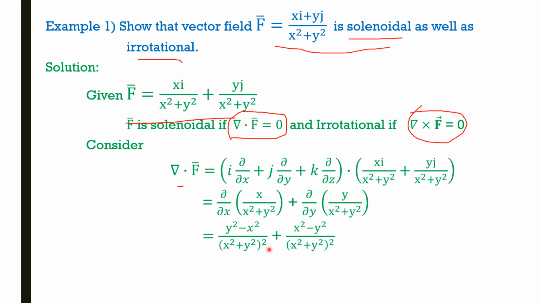Now see, the denominator is the same, so take the addition of these two numerators. Minus x square plus x square becomes 0, and plus y square minus y square becomes 0, and therefore the answer is totally 0. Del dot f bar is 0, and therefore f bar is irrotational, sorry, solenoidal.